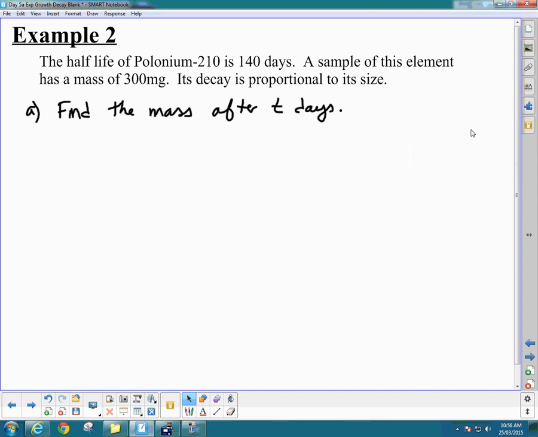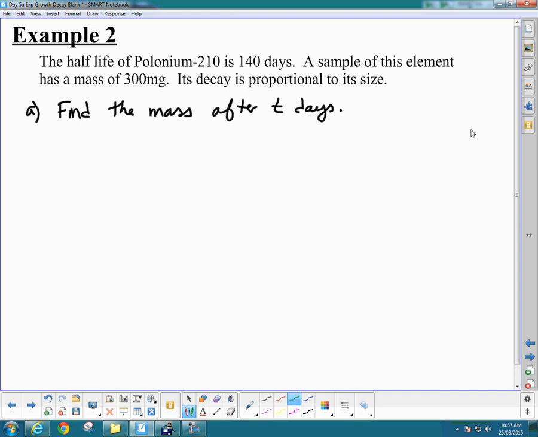Okay, in example 2, we're going to repeat this whole process, except this one's a decay, but you'll see the question is virtually identical. In this case, the half-life of a radioactive substance, plutonium 210, is 140 days. That is telling us a bit of information. That's where we're going to use our snapshot.